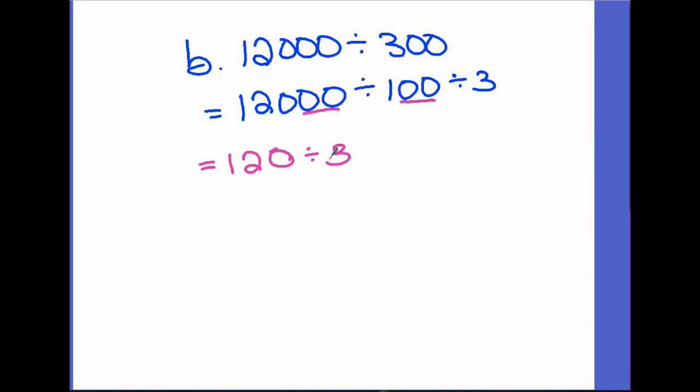Remember, you can always cover the 0 and divide. So what's 12 divided by 3? 12 divided by 3 is 4. Don't forget your 0. Add it back on. So 12,000 divided by 300 is 40. So in your little box, if you don't have space, you might want to use a sheet of paper.